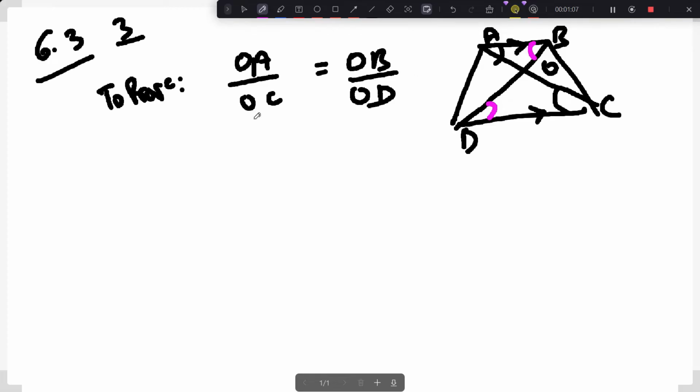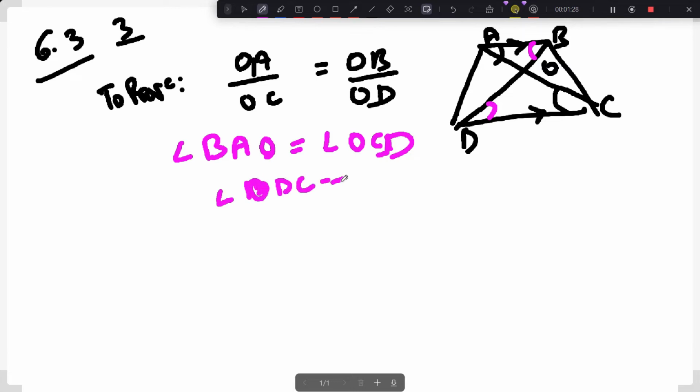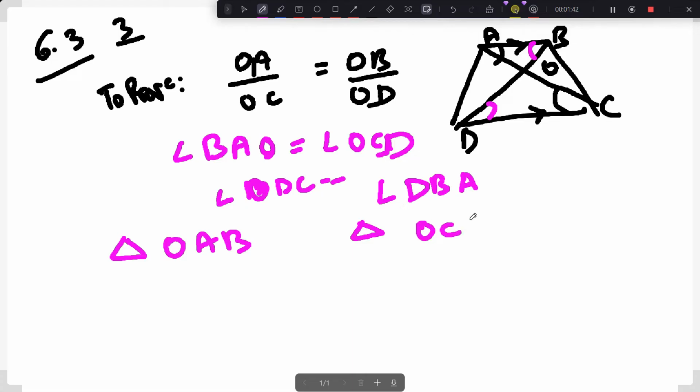So if we just consider, first we'll write it down. Angle BAO is equal to angle OCD. And angle BOA equal to angle COD. So if we consider triangles OAB and triangle OCD, we can see that OAB is equal to OCD.